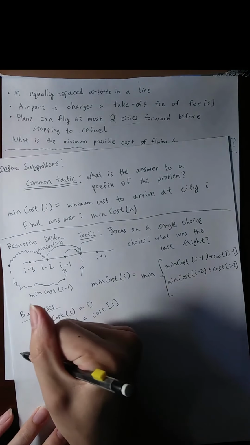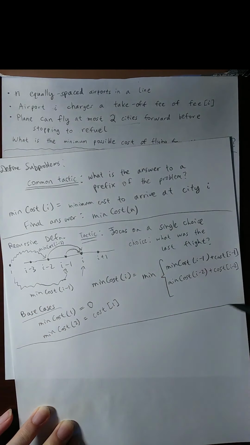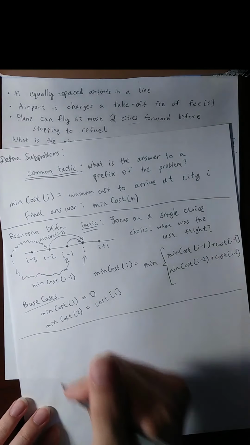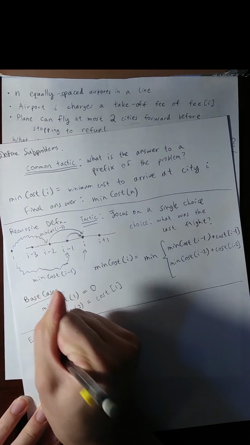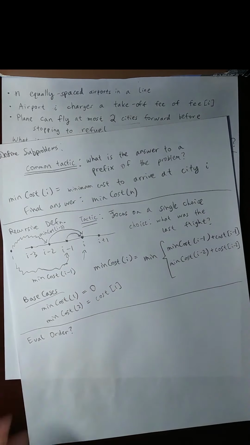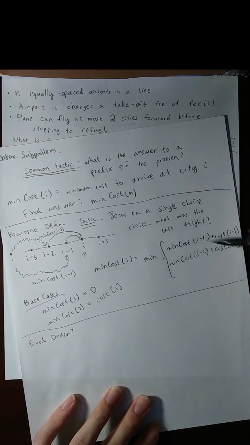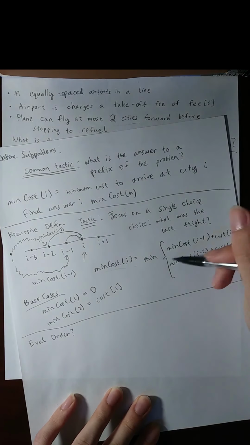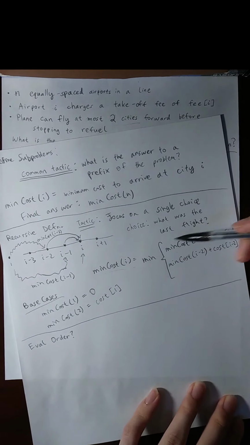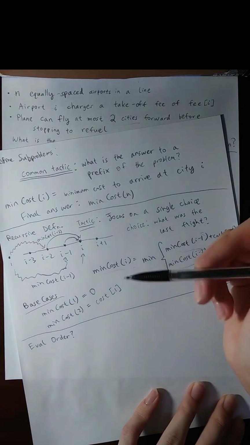So now that we've finished the second step, the third step is to figure out what order we're going to evaluate the recursive definition in. And the way that we decide this is that we look at the dependencies. So for example, min cost I depends on min cost I minus 1 and I minus 2. And since it does depend on those two, we need to make sure that min cost I minus 1 and min cost I minus 2 are evaluated before we try to evaluate min cost I.